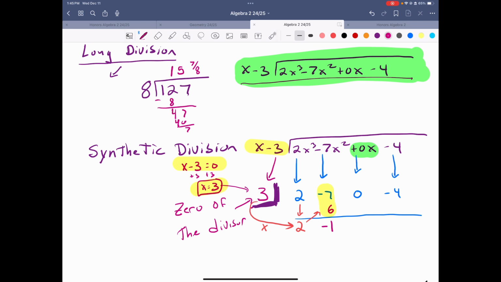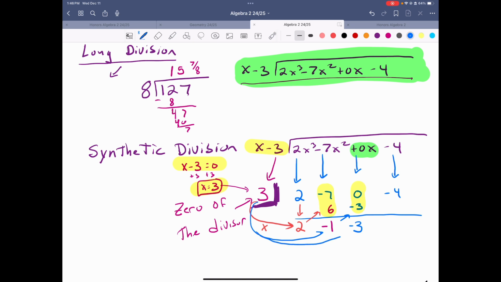Now I've got that negative 1 below the line, so now I'm going to take that positive 3, and I'm going to take it times negative 1. Positive 3 times negative 1 is negative 3. So it's above the line. If it's above the line, that means we're going to take these and add them together. 0 plus negative 3 is negative 3. Now it's below the line.